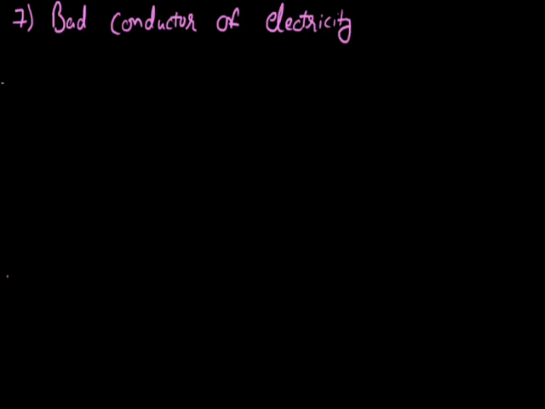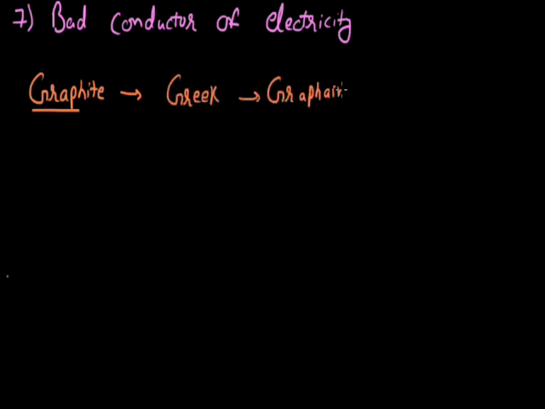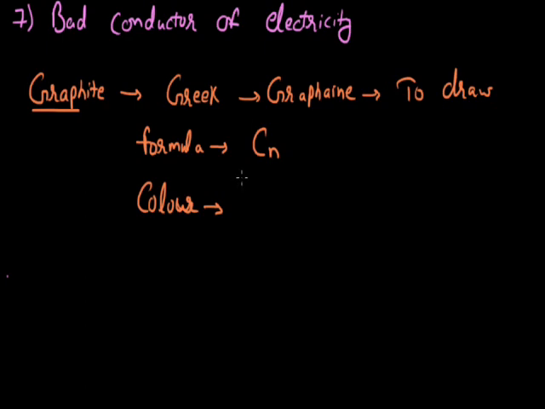So the second crystalline allotrope is graphite. This word is again generated from a Greek word, and the Greek word is graphene. The meaning of graphene is to draw or to write, since graphite is used for writing purposes as pencil lead. If I am to represent graphite by its formula, then the formula is Cn, where n is the number of carbon atoms. If we talk about the color of graphite, then graphite exists in black or bluish grey color with a metallic luster.